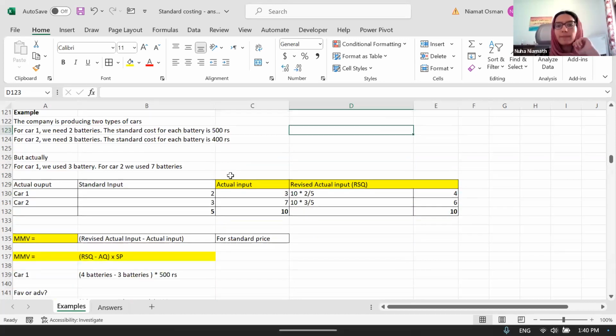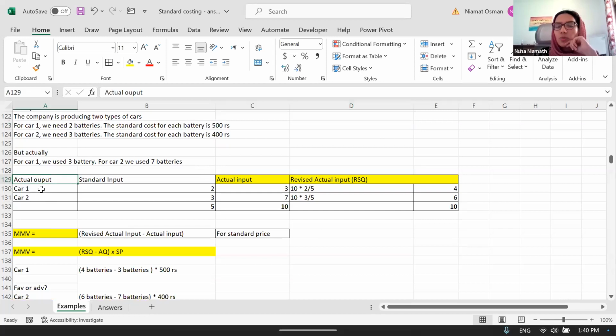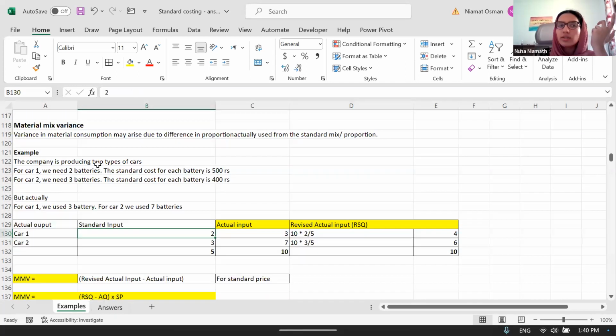So how do we do that? We know the actual output, car 1 and car 2, 1 unit each. We are taking it as one car produced. What is the standard input already given? Two batteries and three batteries are required. What did we actually use? Three batteries and seven batteries. So now we calculate something called the revised actual input.